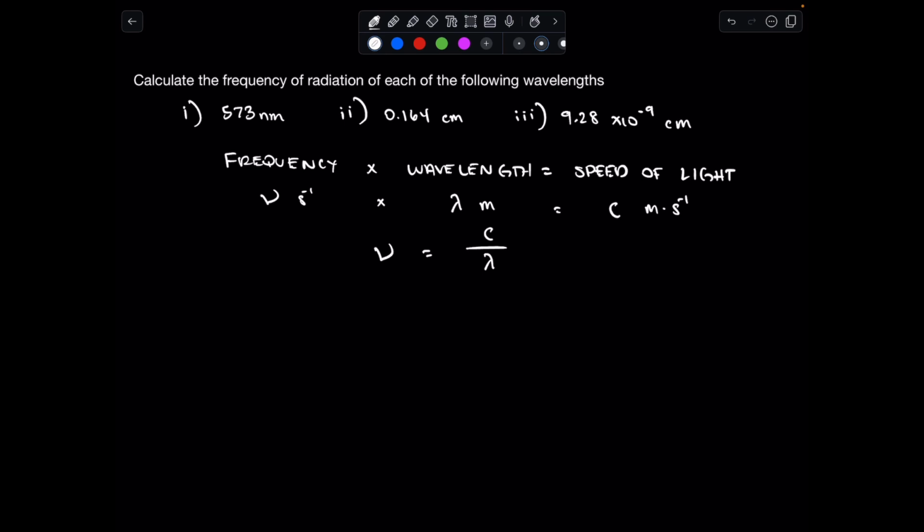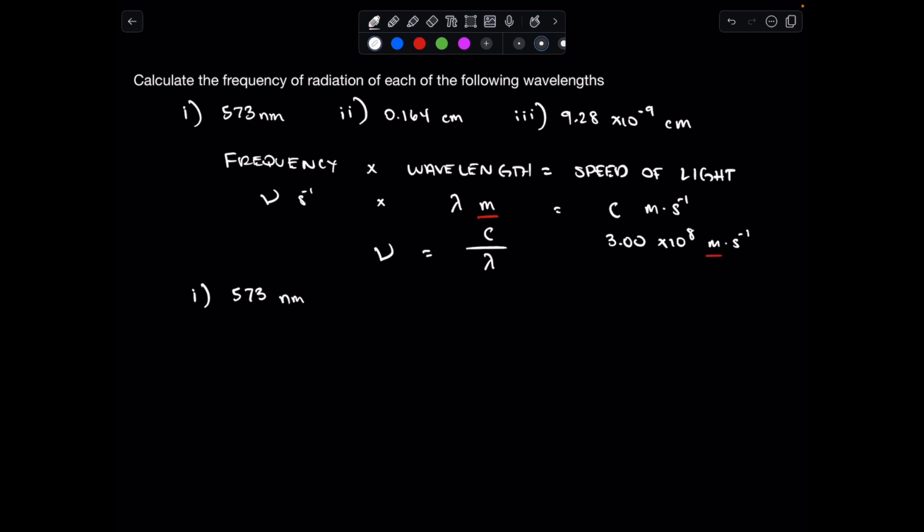Now that we have the equation, we can go ahead and solve for this. From this equation, we do know that c, the speed of light, is going to be treated as 3.00 times 10 to the 8 meters per second. So now let's plug in our different values. So we have lambda, which is 573 nanometers. Now it's important to note again that our wavelength needs to be in meters in order for this equation to work. And that's because our speed of light is also in meters.